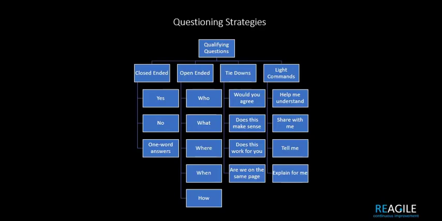So tie downs are basically signposts where you're trying to see if you're moving in the right direction. And so a tie down is you're looking for agreement. You're asking a question, but you're actually thinking that you're going to get a yes answer to it. So examples of that are, Jim, wouldn't you agree? Jim, does this make sense? Jim, does this work for you? Jim, are we on the same page?